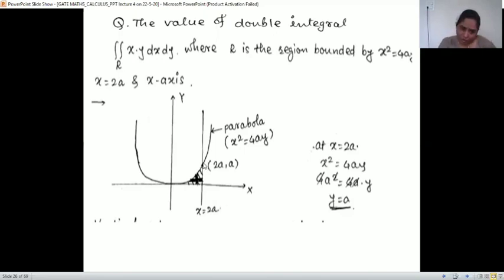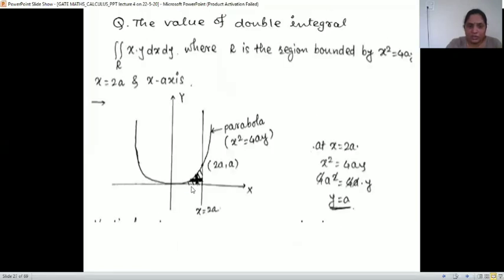Here we have to find the point of intersection. So this is the line x is 2a and this is x square is 4ay. If we put x is 2a here, 2a square, that is 4a square, is equal to 4ay. So 4 cancels, a square by a is a, so y is a. So the point of intersection is 2a, a, right? And you have to solve the value of the integral. It is your choice what you want to draw, either a horizontal strip or a vertical strip.